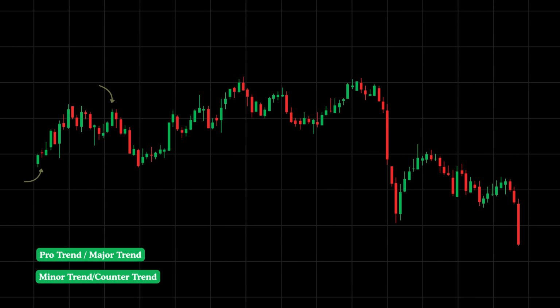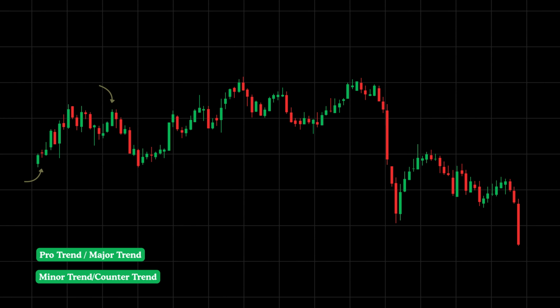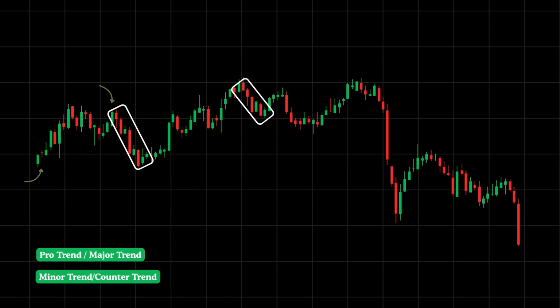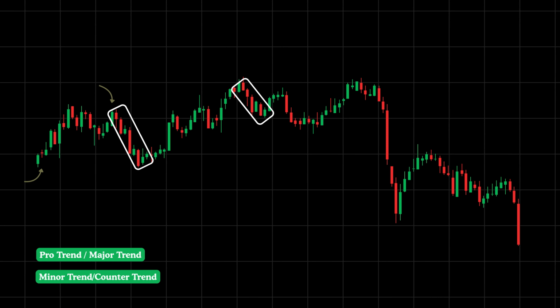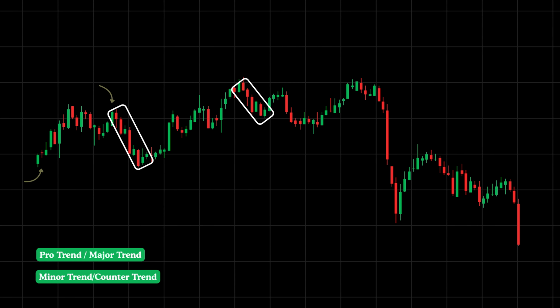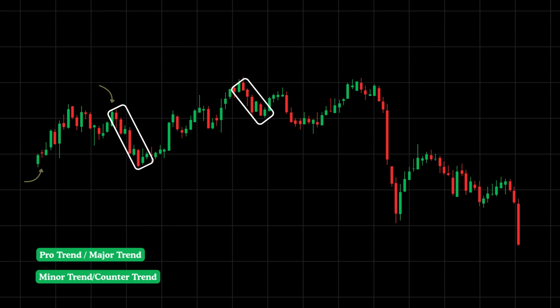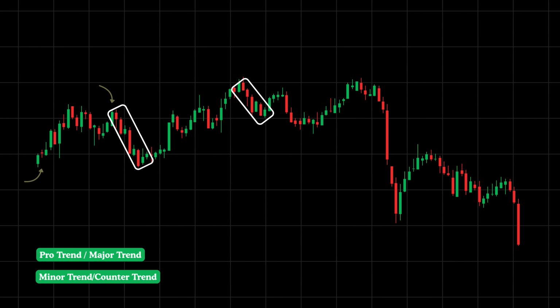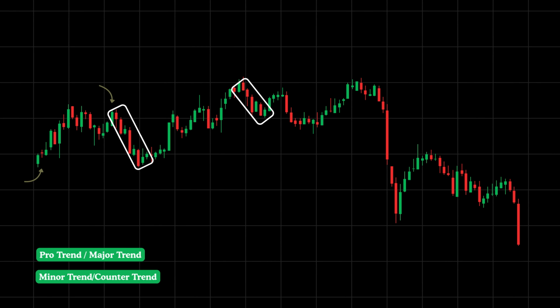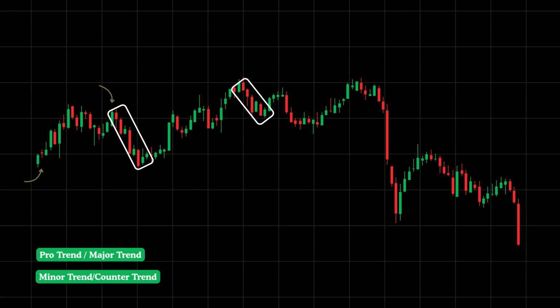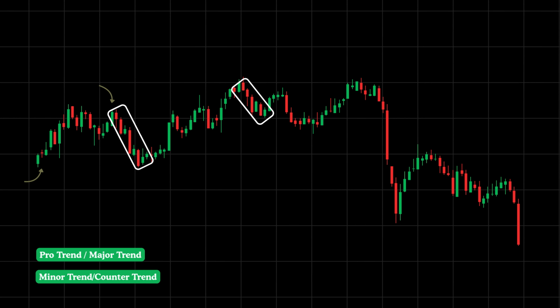The movement of price in the opposite direction of the major trend is called a counter-trend or minor trend. These small retracements during pullbacks fall under the counter-trend, and this is precisely where most retail traders get trapped. Therefore, if your goal is to achieve consistent profits in trading, your focus must remain on the major trend of the market, and your trade entries should always align with that direction.